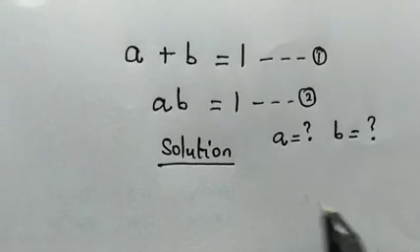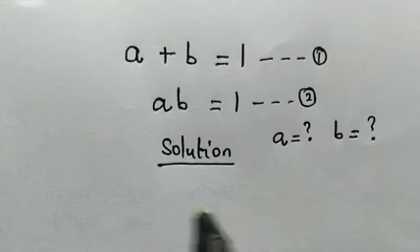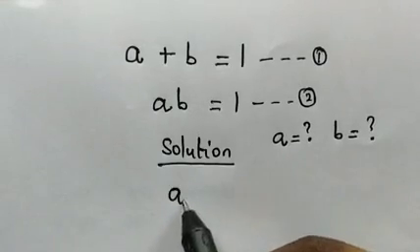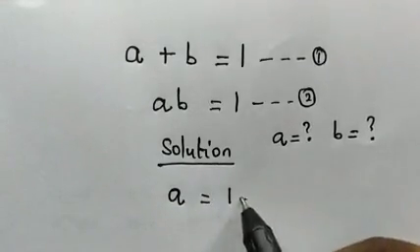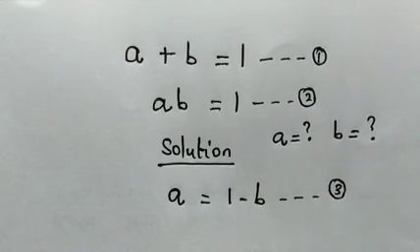So let's get started. From equation 1, we can solve for a in terms of b, or we can solve for b in terms of a. So let's solve for a in terms of b. If you subtract b from both sides, we're going to get a is equal to 1 minus b. We can call this our equation 3.